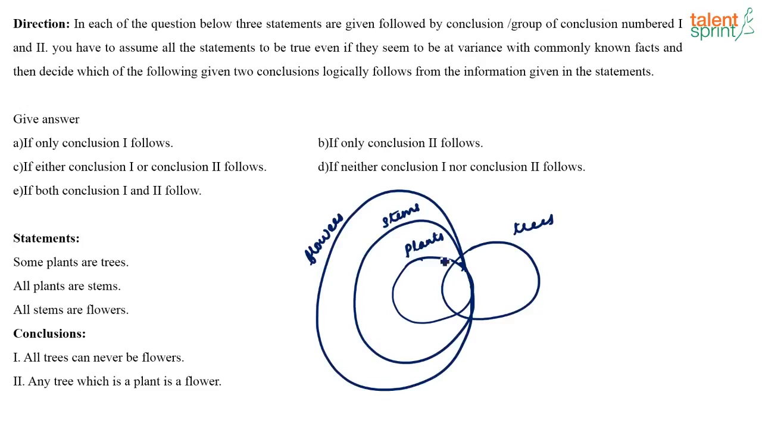No, that needn't be true, right? That set tree can be drawn like this also. If it is like this, then all trees are flowers. So this conclusion does not follow. Now look at the second conclusion. Any tree which is a plant is a flower. Whichever tree is a plant, these trees are surely flowers, because we already know that all plants are flowers. So the second conclusion follows. So what is the answer for this one? Only conclusion 2 follows. That is option B.